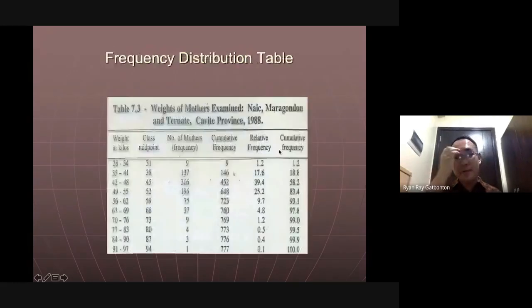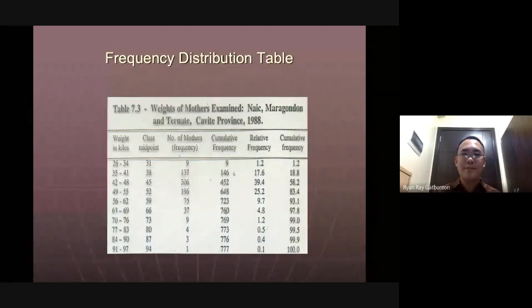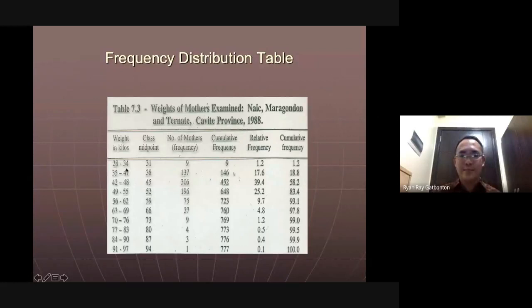Now, there are other types of table. We have the frequency distribution table, wherein you tabulate the frequencies of your data. I hope you still remember how to construct your frequency distribution table, wherein you develop your class size, class midpoint, the number, the cumulative frequency, the relative frequency, and the cumulative frequency of that relative frequency. I hope you still remember constructing frequency distribution tables.